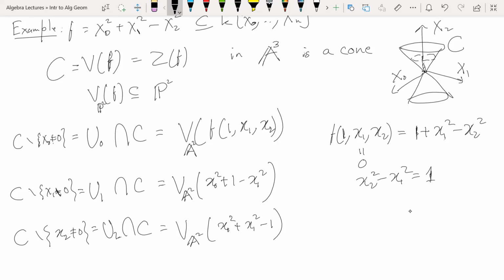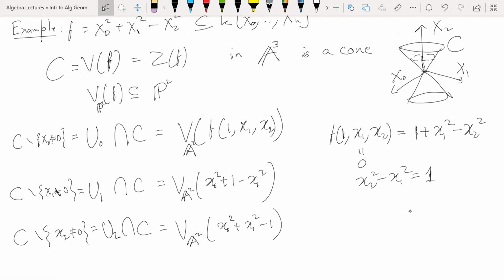x0 not equal to 0 means you can put x0 equals 1, because you can just divide by x0. And if you look at x0 equals 1, so it's something like this cross section, then you see that you get a hyperbola, something like this. So it's basically looking at cross sections of a cone via different planes.